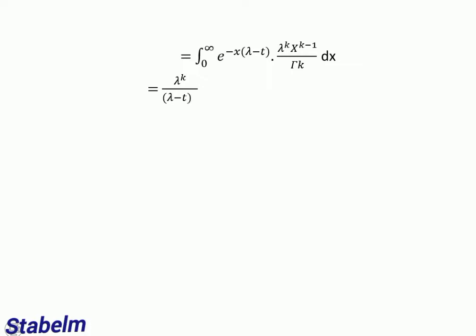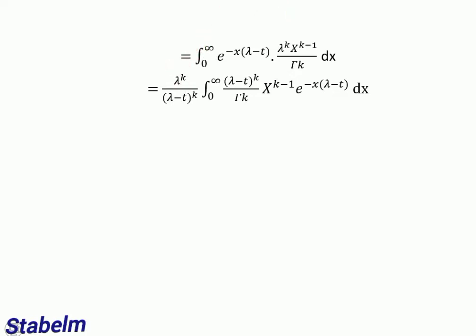So that's what we have here now. Lambda raised to power k divided by lambda minus t raised to power k, integral from 0 to infinity of lambda minus t raised to power k divided by the gamma function of k, times x raised to power k minus 1, exponential minus x, into bracket lambda minus t, dx. So what we've done here is just a little manipulation. This lambda raised to power k, we've taken it out, and this is it here.